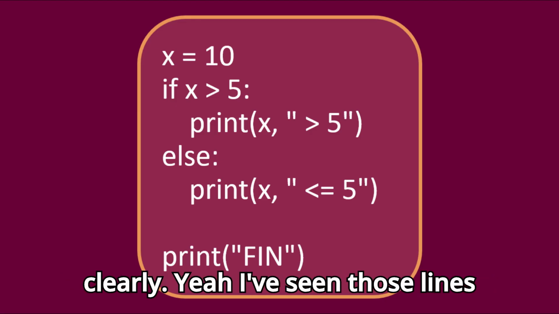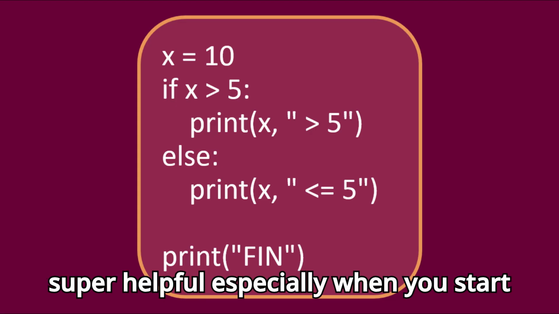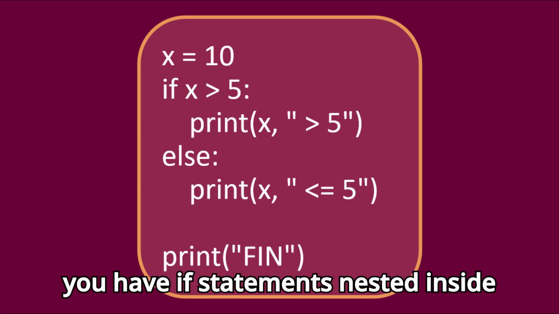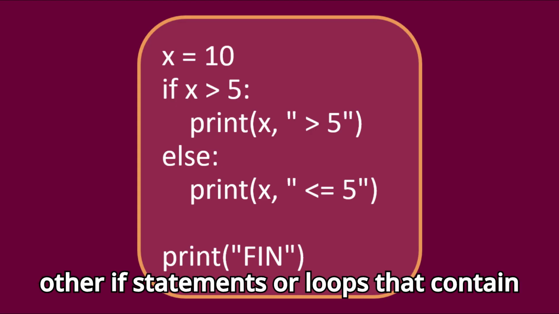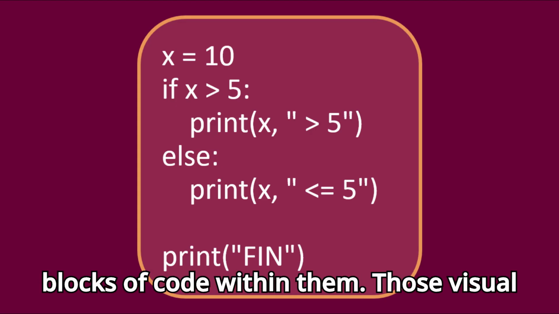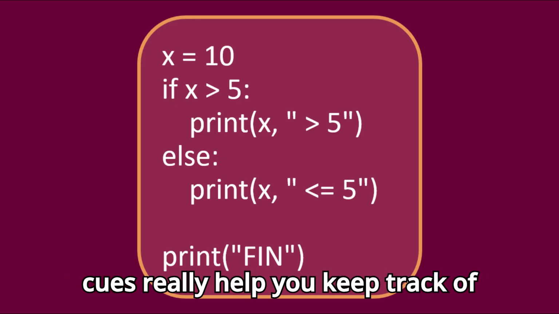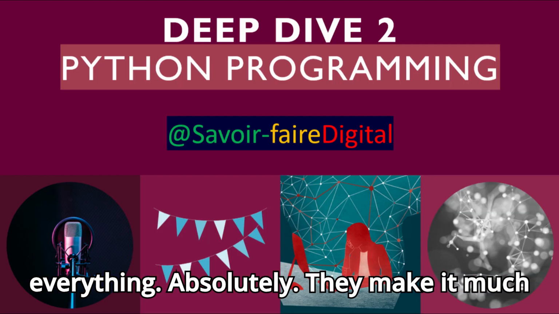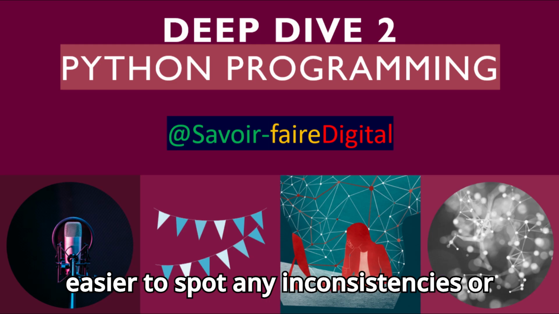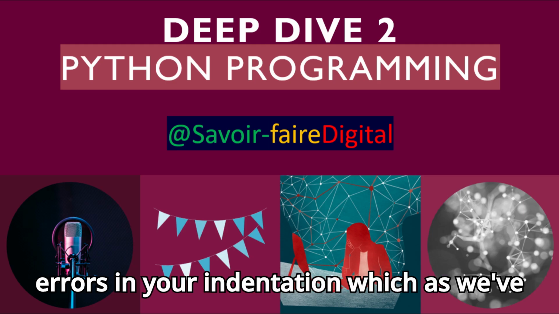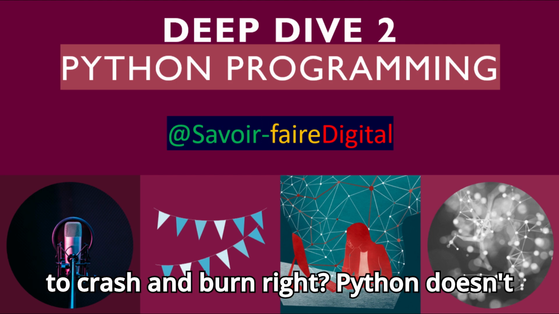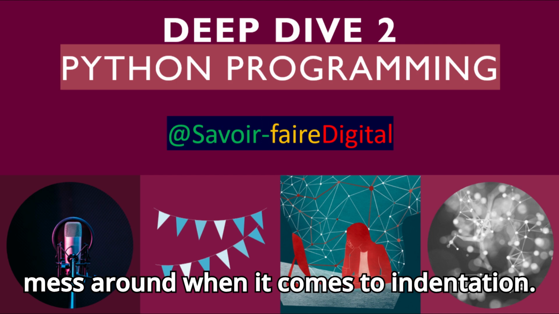Yeah, I've seen those lines before in my code editor, and they're super helpful, especially when you start getting into more complicated code where you have if statements nested inside other if statements or loops that contain blocks of code within them. Those visual cues really help you keep track of everything. Absolutely. They make it much easier to spot any inconsistencies or errors in your indentation, which, as we've discussed, can cause your whole program to crash and burn. Right. Python doesn't mess around when it comes to indentation.